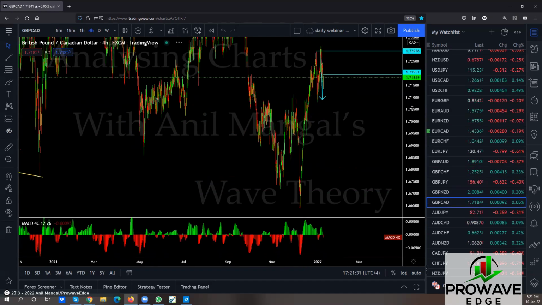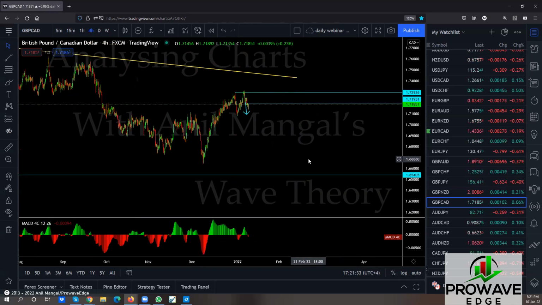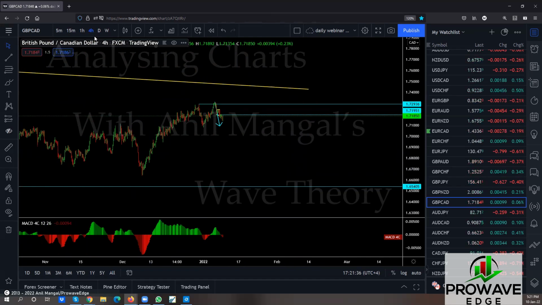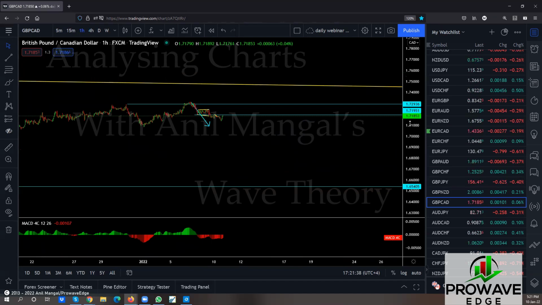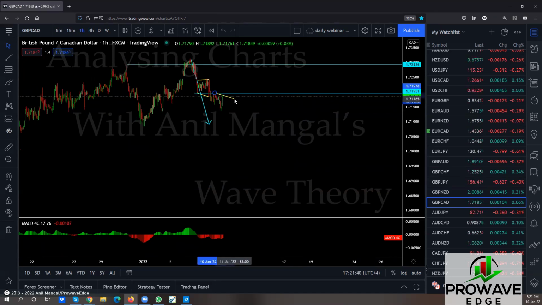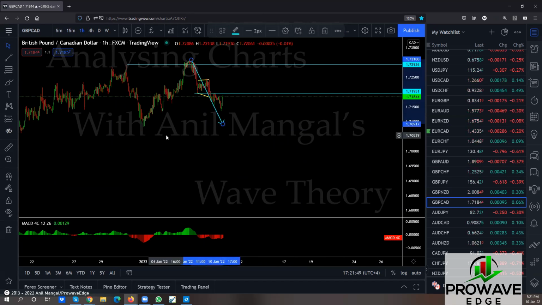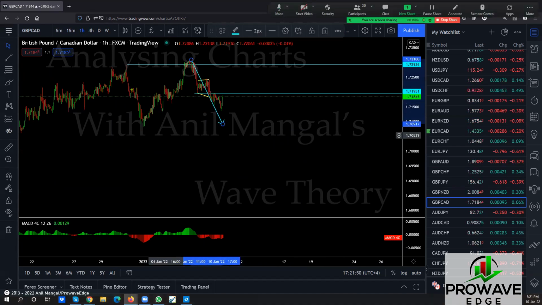Pound CAD. Yep, we wanted it to come back. It came back. If you want to sell it here, you have to be careful. If you sold that, you're probably out of that trade already because it didn't go far. We were selling this to drop to this level and then go back up. It's not there as yet, but I think we can make an argument that this is a running flat. Enough for a running flat.